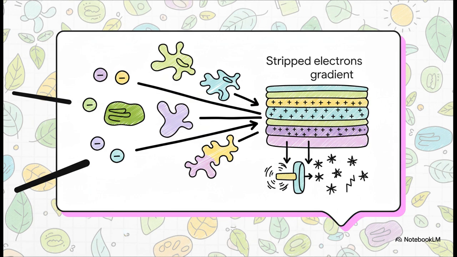Because here's where the real magic happens. Those stripped electrons we just loaded up, they are the true treasure. They're going to be used to power a specialized gradient that pumps out just incredible amounts of usable energy.